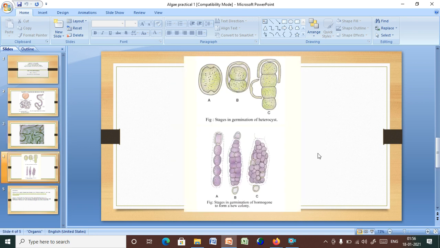In this next picture, these are the stages in germination of the heterocyst. A heterocyst, these are two polar nodules. Their division, there is subsequent division. And this is the germination of hormogonium, what I already mentioned, to form a new colony.